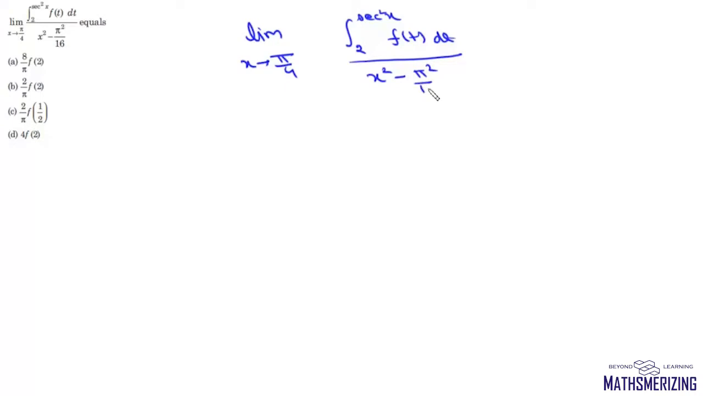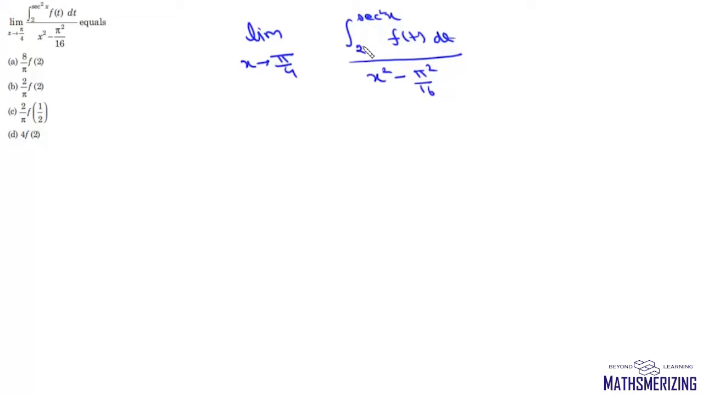Now here the question is, we need to find the limit as x tends to pi by 4 of the integral from 2 to secant square x of f(t) dt, upon x square minus pi square upon 16. So we have this limit, x tends to pi by 4, this integral from 2 to secant square x of f(t) dt upon x square minus pi square by 16. Now we'll put x as pi by 4, secant square pi by 4 will be 2.